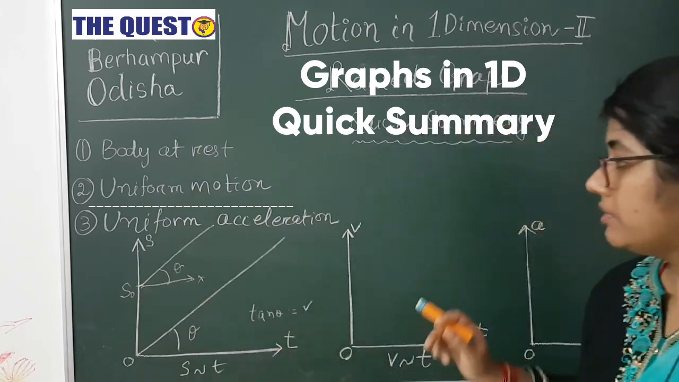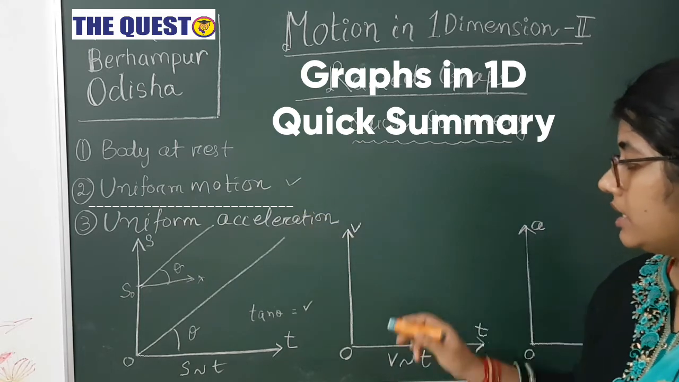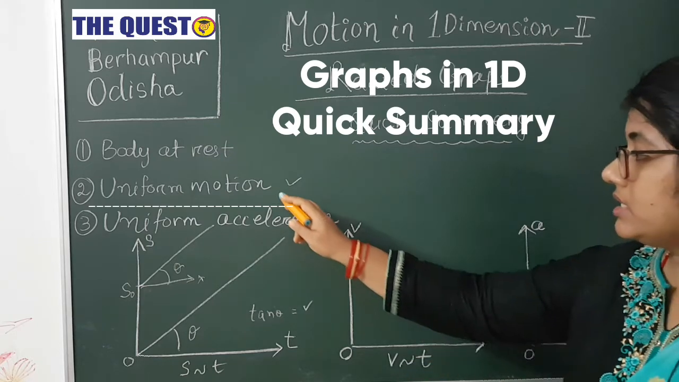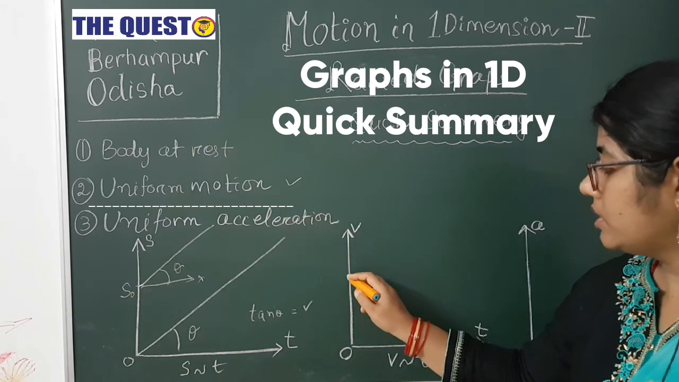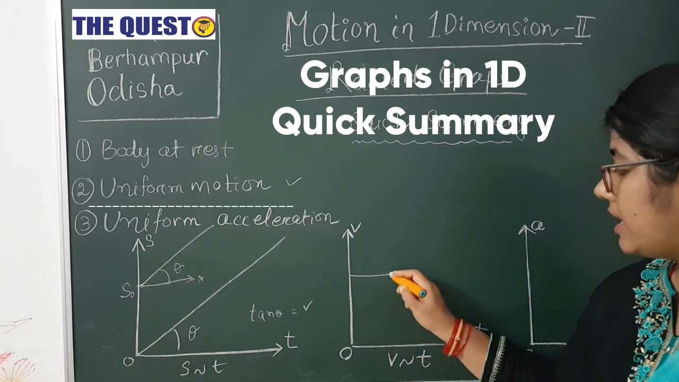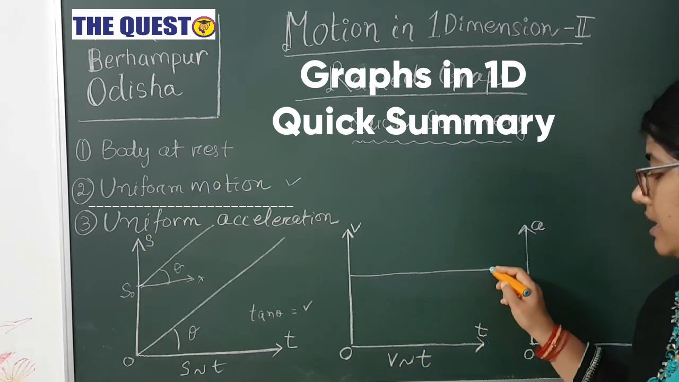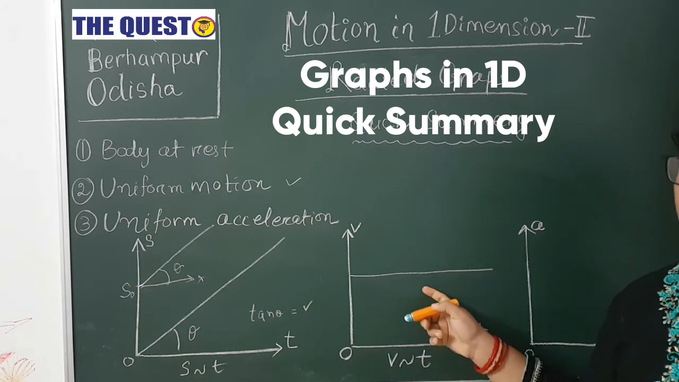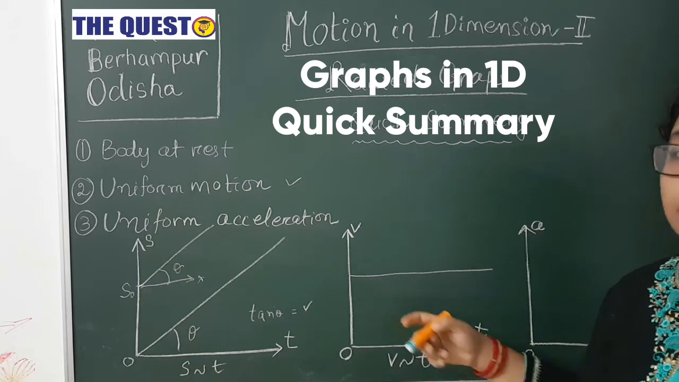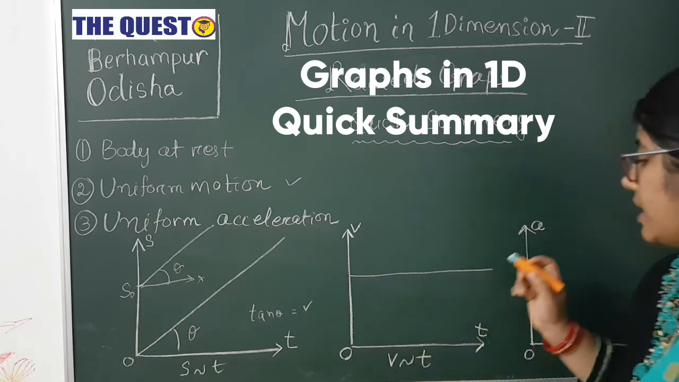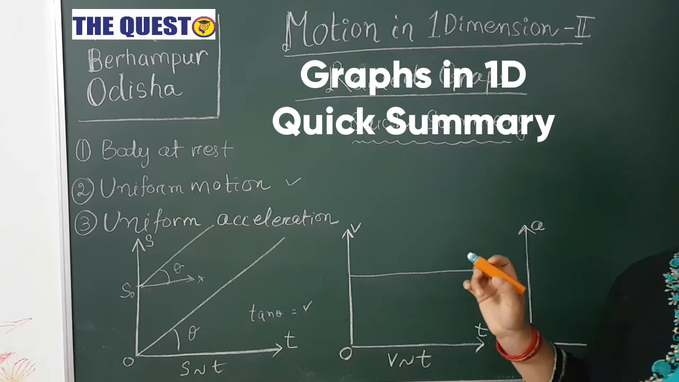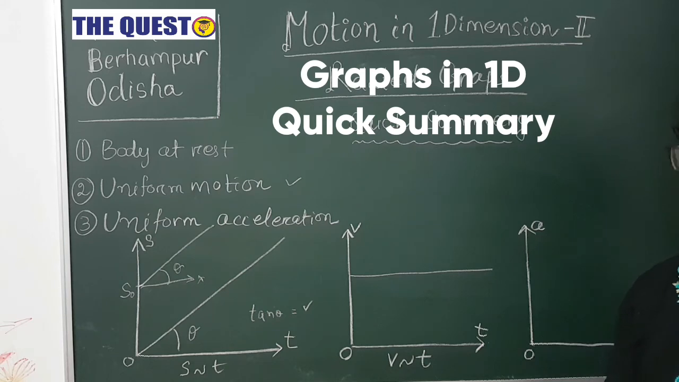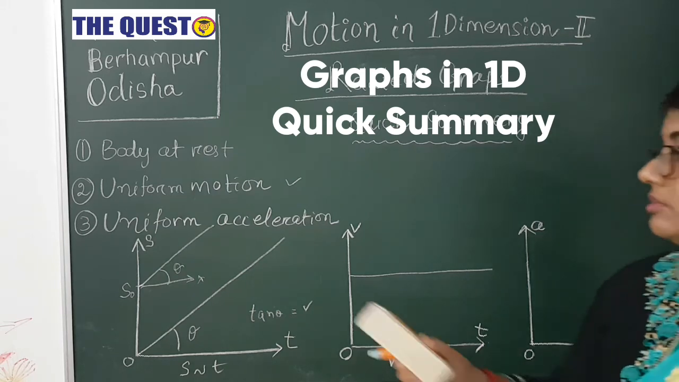So let us come to the same uniform motion in the velocity time graph. In the velocity time graph, velocity is constant for uniform motion, so it will be a straight line making an angle 0 to the time axis, or parallel to the time axis. So velocity becomes constant here. So we cannot have an acceleration time graph for the case of uniform velocity. Now let us take the uniform acceleration case.